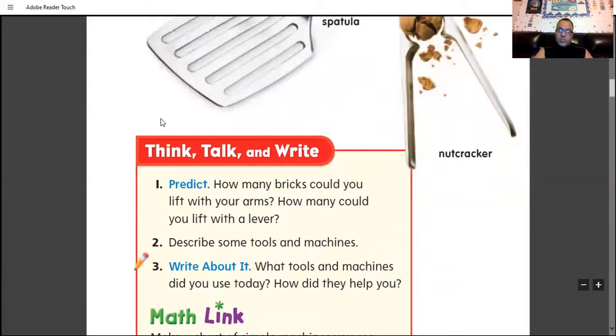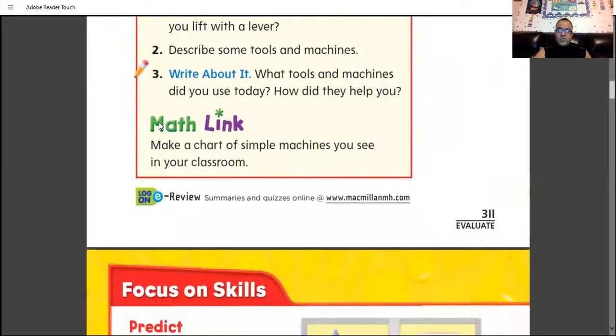Describe some tools and machines that you use, or your parents use, or that you see being used all over the world, or in your neighborhood, and write about this. What tools and machines did you use today? How did they help you? Here's something to think about also. Make a chart of simple machines you see in your house, around your house, in your neighborhood.